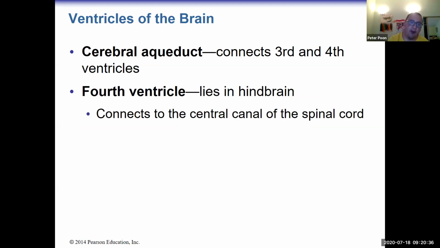Between the third and fourth ventricle is something called the cerebral aqueduct, okay, or the aqueduct of Sylvius. It connects the third and fourth ventricles, okay? It's a very narrow tube, okay? And then the fourth ventricle lies in the hindbrain and connects to the central canal of the spinal cord.